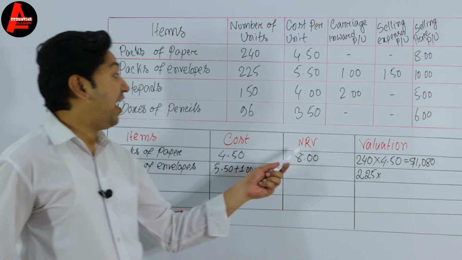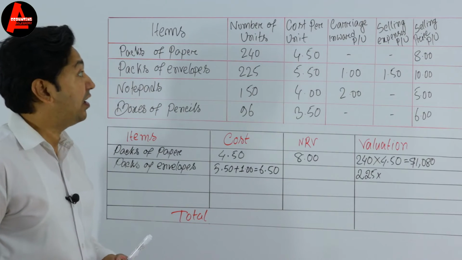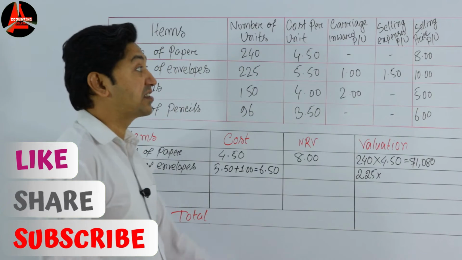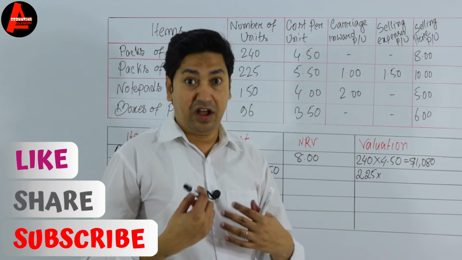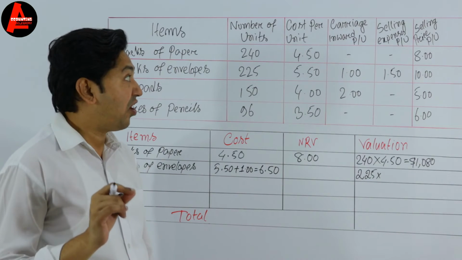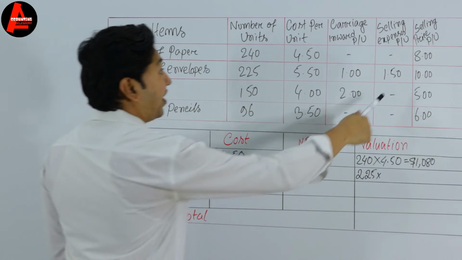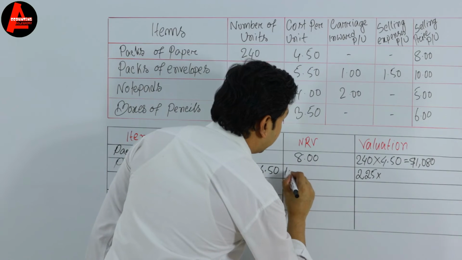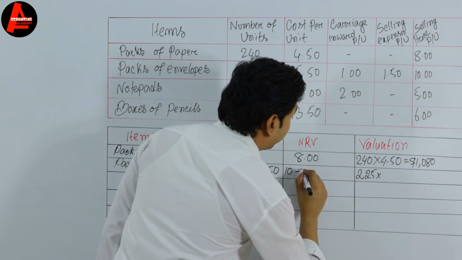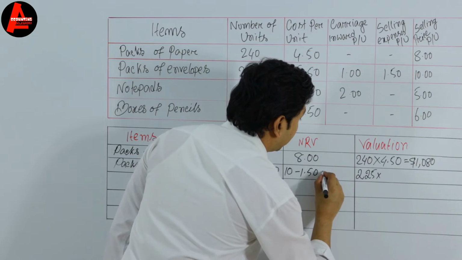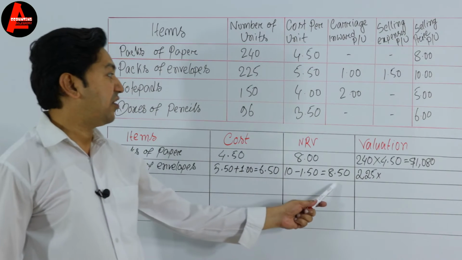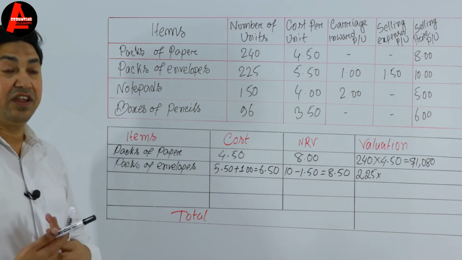Now we will see NRV, net realizable value. Here we see $1.5 is selling expenses and selling price per unit is $10. I told you net realizable value equal to selling price minus selling expenses. So selling price is $10, minus selling expenses $1.5 per unit. So we get $8.50. This is the NRV for packs of envelopes.